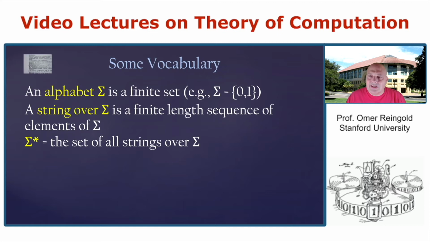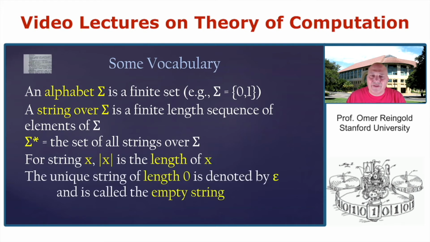And I should add that this includes the empty string, the string that contains 0 elements from sigma. So 0 alphabet symbols. So this is all the strings of length 0 or larger over this alphabet. For a string x, we may want to talk about the length of it. We'll denote it by the absolute value of x. It's going to be the length of x. And the unique string of length 0 is denoted by epsilon, and is called the empty string.